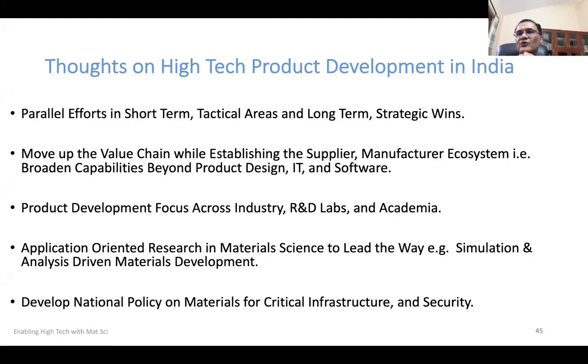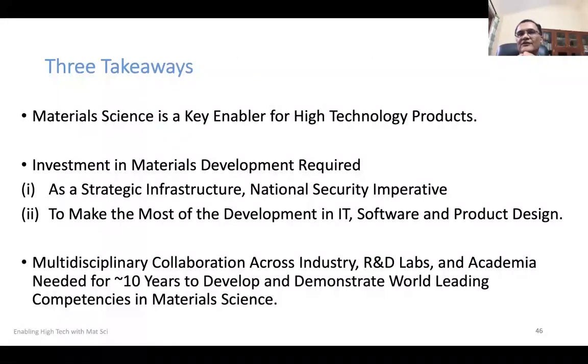Next slide is my concluding slide. And again, as I said, I don't want to use too many words, but what are the three key takeaways? Well, we learned in the last hour or so that material science is an enabler. It's an unseen enabler, but it does play a role in manufacturing chips. Investment in materials is required in India because it's a part of strategic infrastructure, and it can also be a national security imperative. And we need to go beyond IT software and product design.